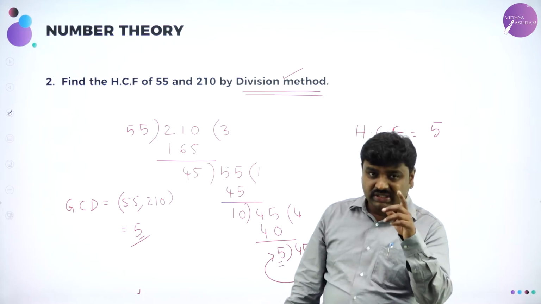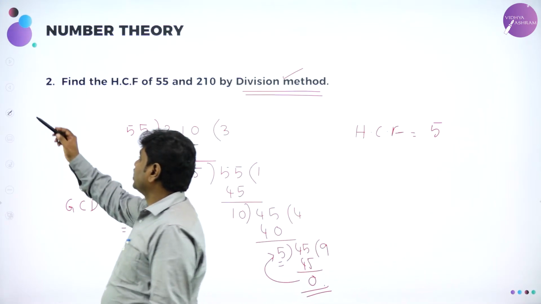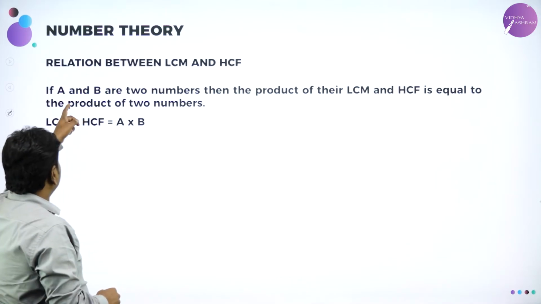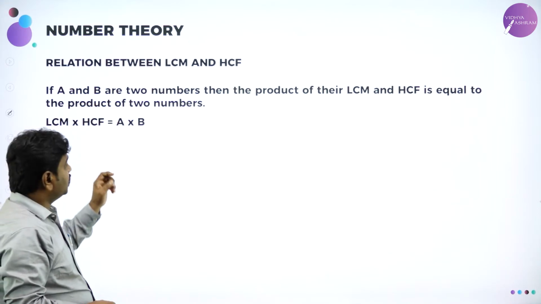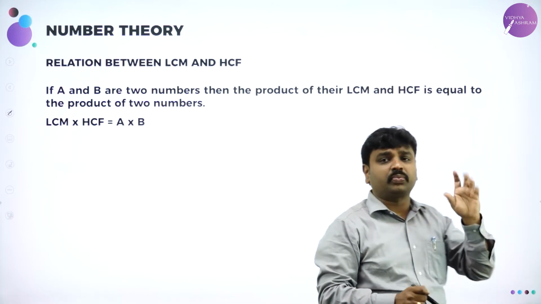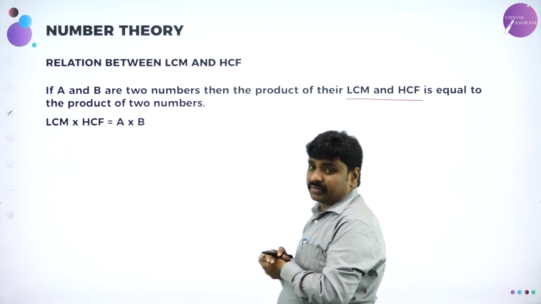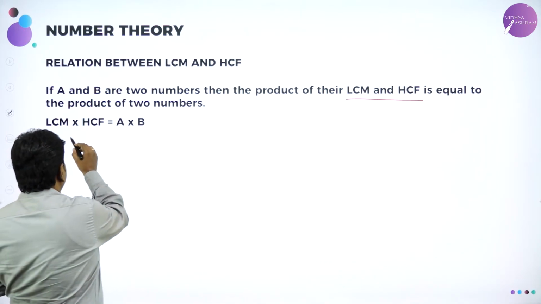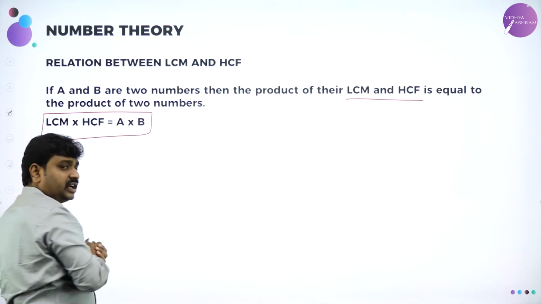Now I taught what is HCF, how to find HCF by two methods. Now we'll go ahead with the next method. For any two numbers, A and B, the product of their LCM and HCF is always equal to the product of the numbers. Very important. LCM into HCF is product of numbers. LCM into HCF always gives you what? Product of two numbers. So one of the basic criteria.